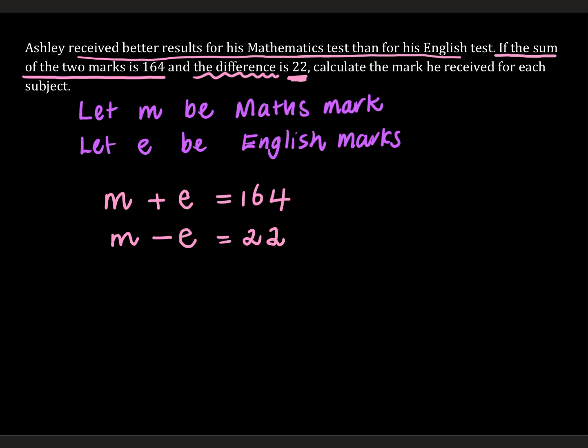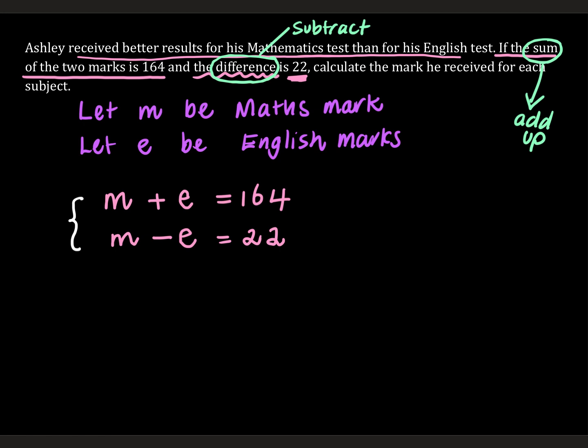Now let's just look at those words again. We had sum. Sum means add up. And we had this one here, difference. What does difference mean? Difference means subtract. Okay, so we've got M plus E equals 164 and M minus E equals 22. Now you can see here that this is a pair of simultaneous equations. And in order to work out the maths and English results, I just need to solve those simultaneous equations.